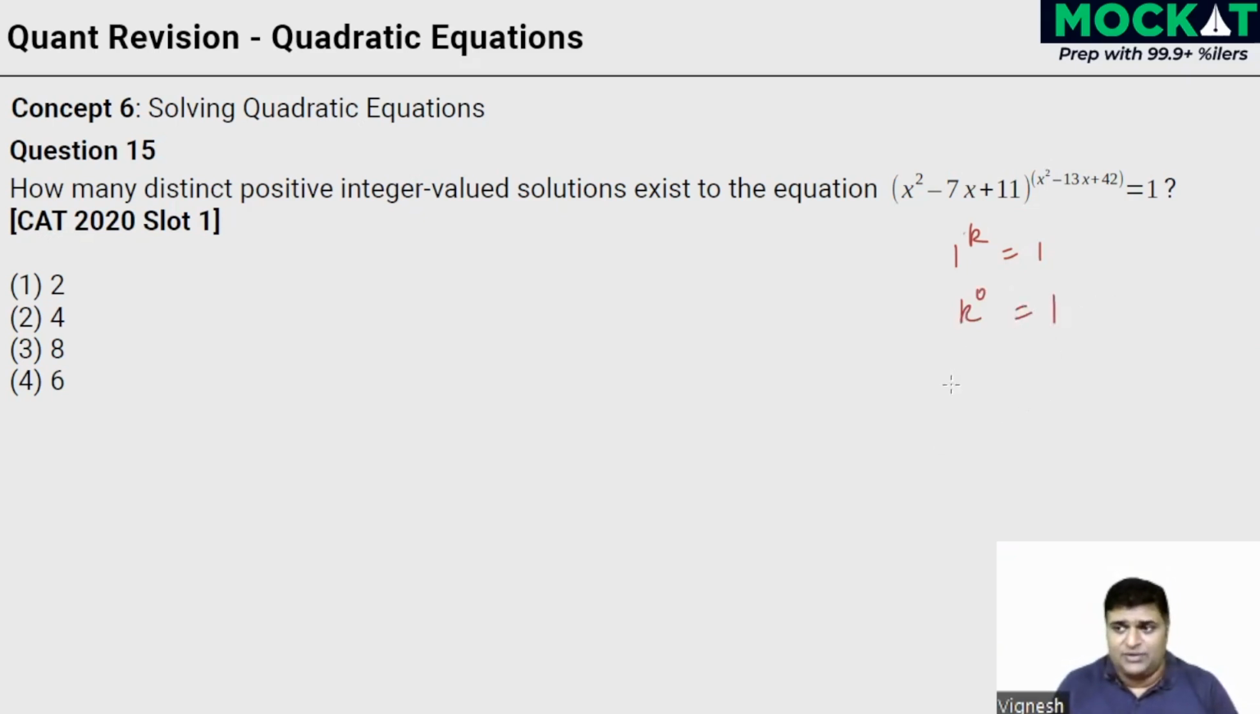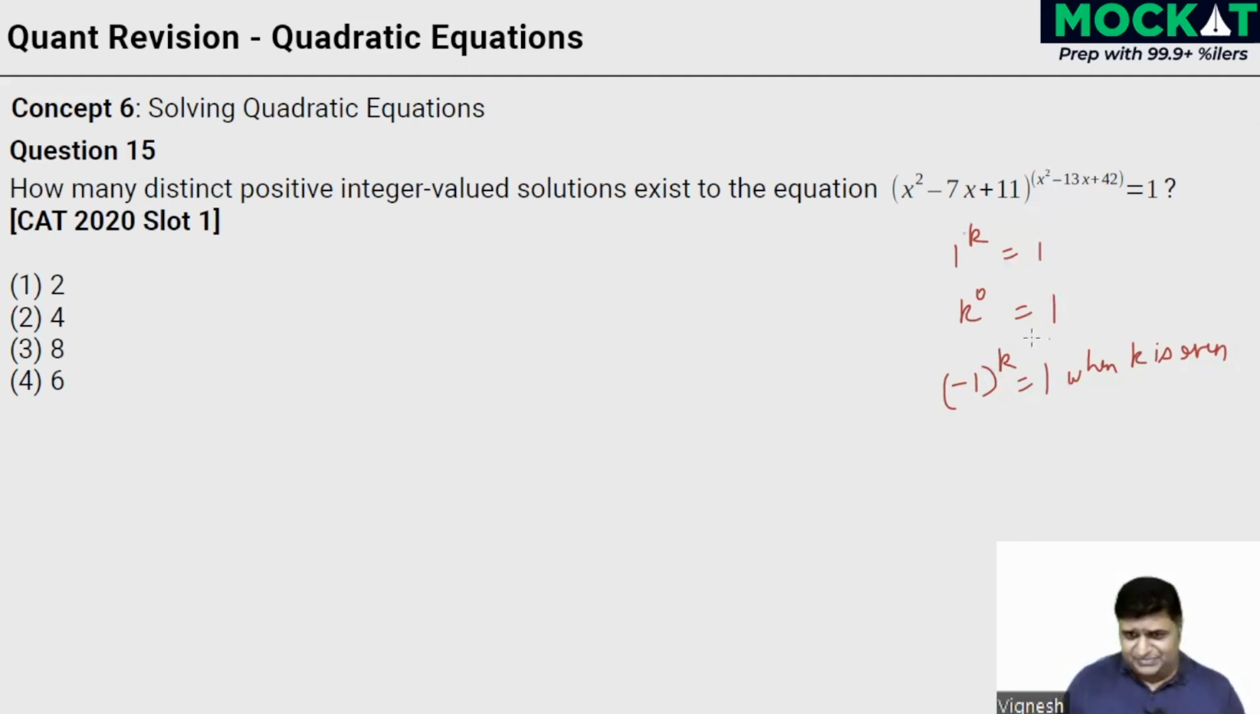K power 0 is always equal to 1. Then there's this third scenario, which is minus 1 to the power of k is also equal to 1 when k is even. That's the last one we need to remember. So when is k going to be even, all of that, we'll look at now. Quickly, the base over here should be 1. If x square minus 7x plus 11 is 1, then what are we going to get as roots? If it's equal to minus 1, what are we getting? But if the power is 0, what's going to happen?